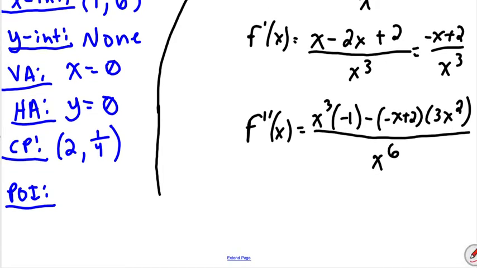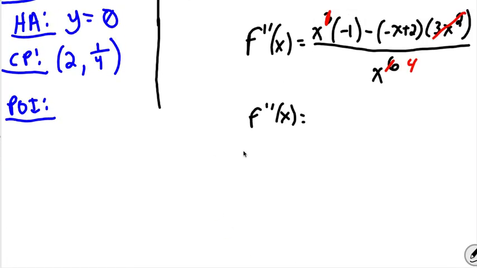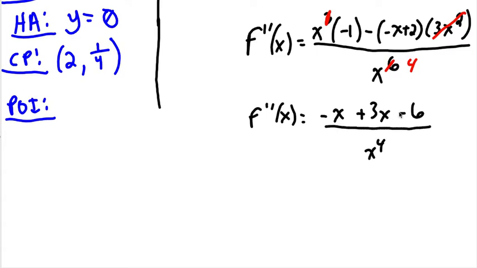And again, before I do anything else, I notice that the smallest power in each of these terms will be an x squared, so I'm going to cancel that out. X squared is gone. This will be an x to the fourth, and this will be x to the first. If you have that, cancel it out, simplify it, it just makes your next steps a lot easier. So we end up with a negative x plus 3x minus 6, all of this over x to the fourth. Clean it up one more step here. We end up with 2x minus 6 over x to the fourth.